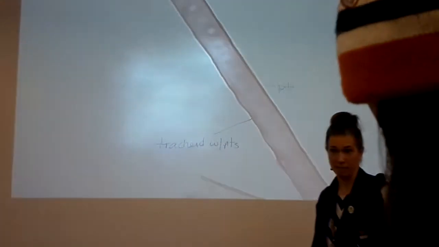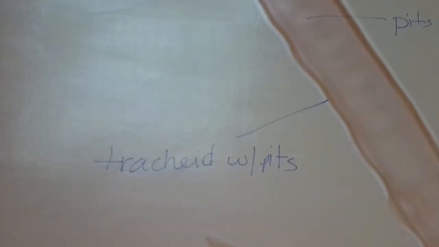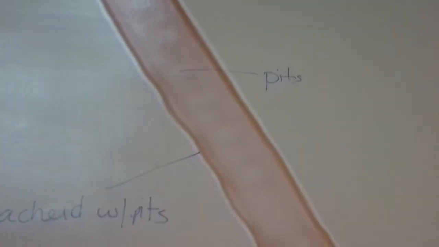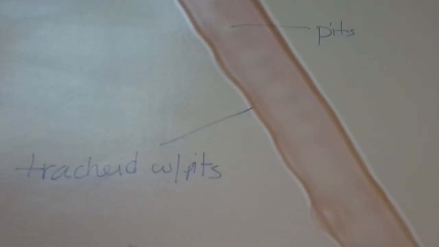So the tissue is xylem, but the cells are called tracheids. Xylem is a tissue that's made up of two cells. The definition of a tissue is two or more cell types working together to perform a specific function. So in this case, the tissue is called xylem. The two cell types are called vessel elements and tracheids. Okay?